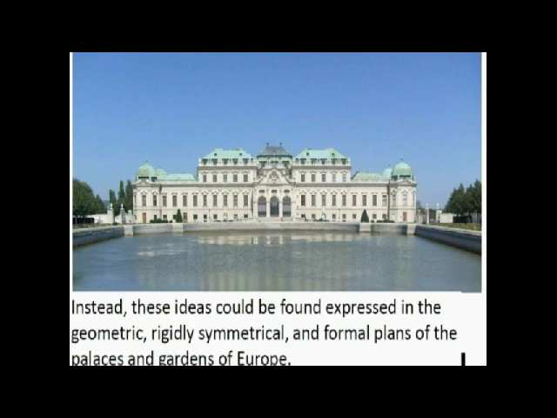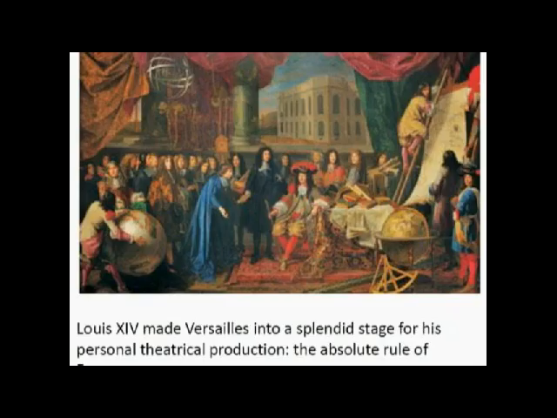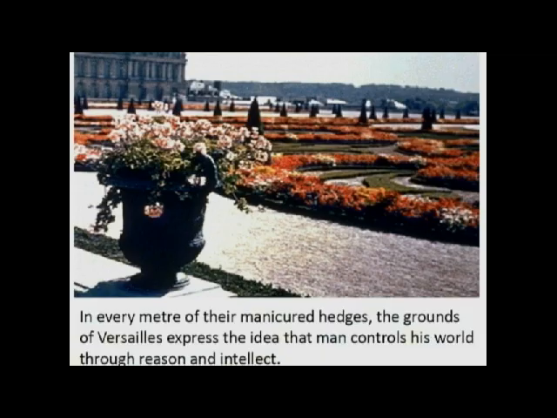As you know, one of the symbols of this new age was Versailles, the castle of Versailles, the gardens of Versailles. Louis XIV in the 17th century made Versailles like a stage for a performance, for a play, for a theatrical production. He wanted to show through that structure how he had absolute control of nature and so of the world.